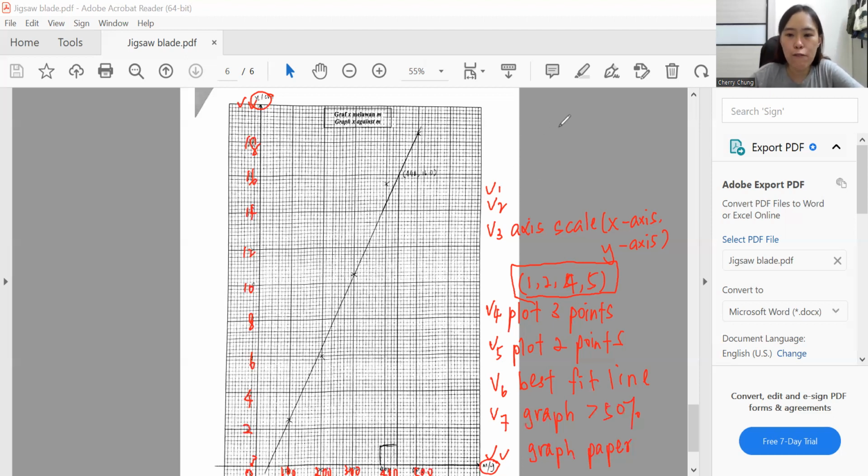Okay, so usually the graph given will be 3 marks. So if let's say you got 7 ticks, you get 3 marks. 5 to 6 ticks, it will be 2 marks if I'm not mistaken. Later I will let you see another sample, I will let you see clearer.